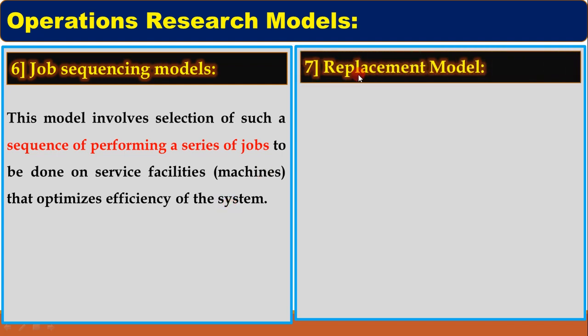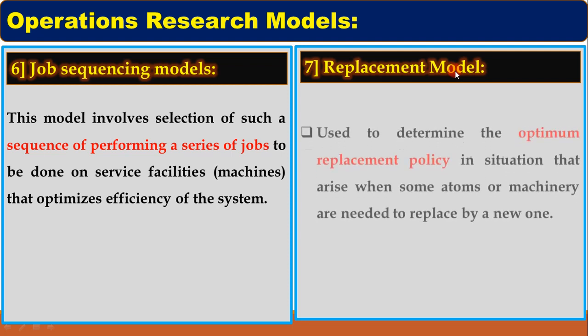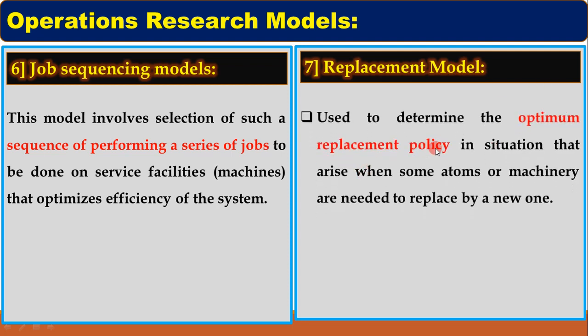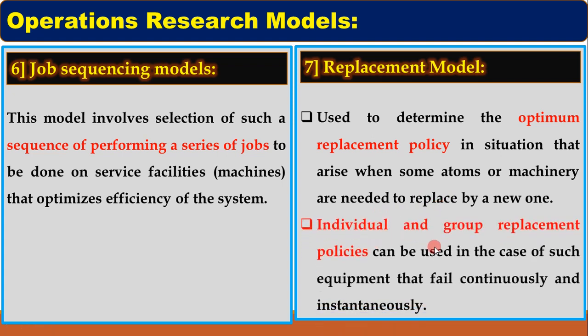Now the next model is a replacement model. It is used to determine the optimum replacement policy in a situation where some items or machinery need to be replaced by new ones. There are two replacement policies, that is individual and group replacement policy, that can be used in case of such equipment that fail continuously and instantaneously. So these are the two policies which are available under this model, individual and group replacement policies.